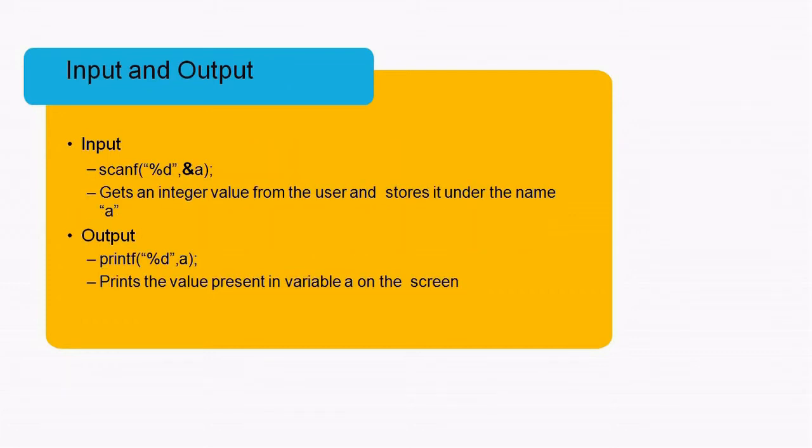Input and output. Input: through scanf we can give input to any variable. Suppose scanf("%d", &a) gets an integer value from the user and stores it under the name a. Output: through printf we can print the output. It prints the value present in variable a on the screen.